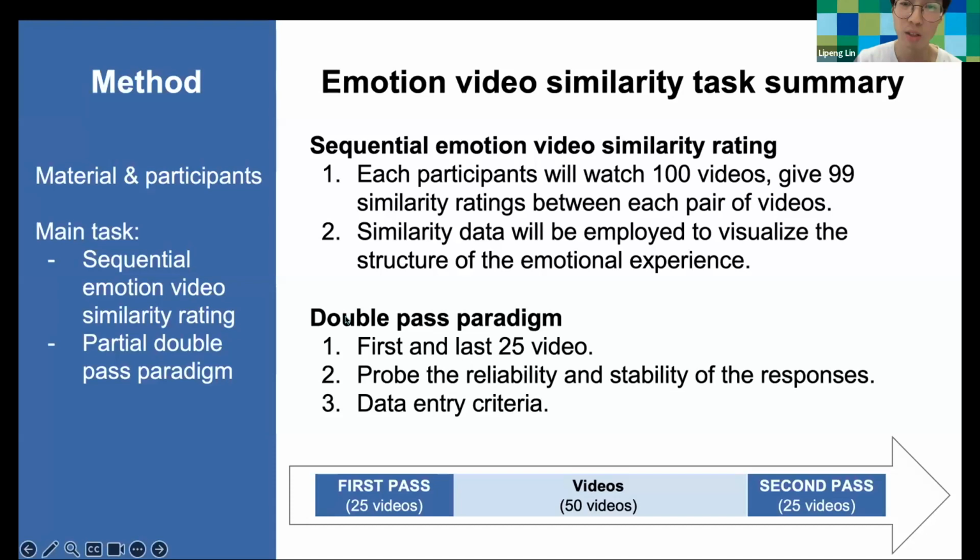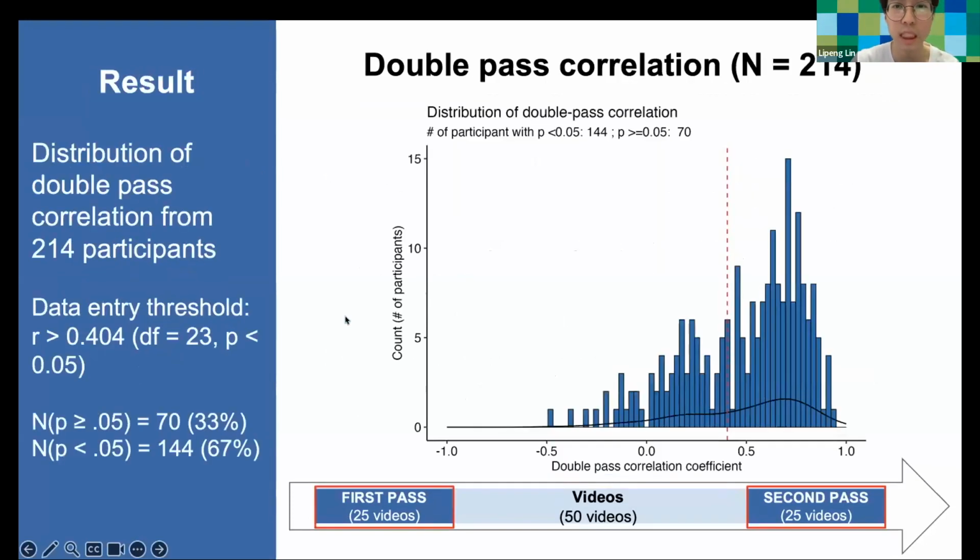So in the next part, which is the result part, I will first show you the result of the double pass correlation, which is the data entry criteria. Then I will talk about the structure of conscious experience. Remember, we calculate the double pass correlation for each participant. This is the histogram of correlation with data from 224 participants.